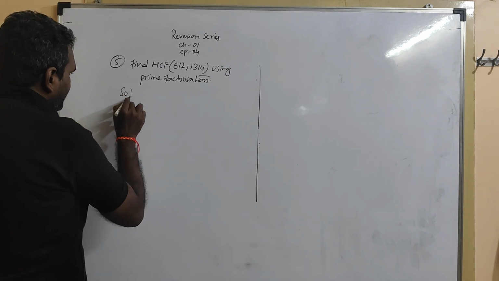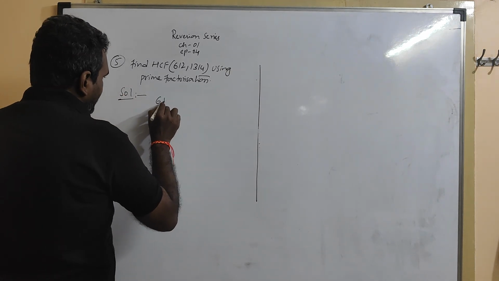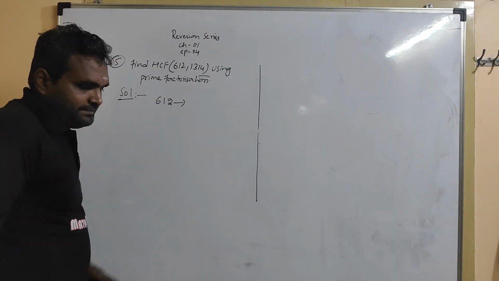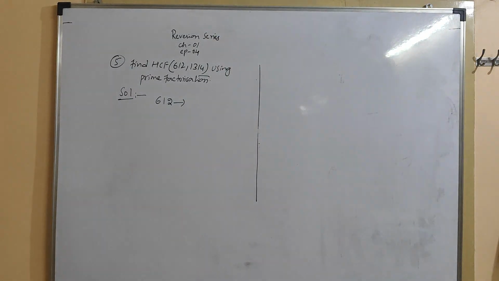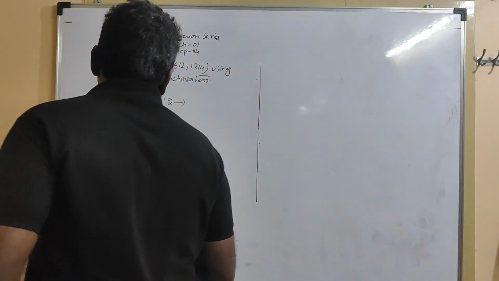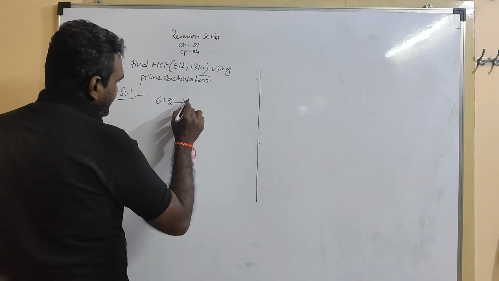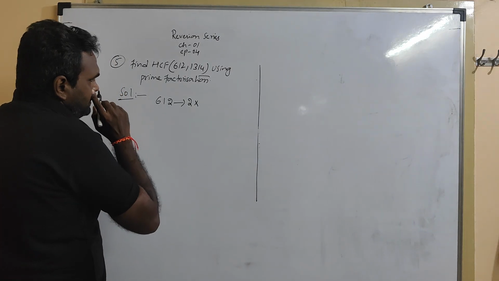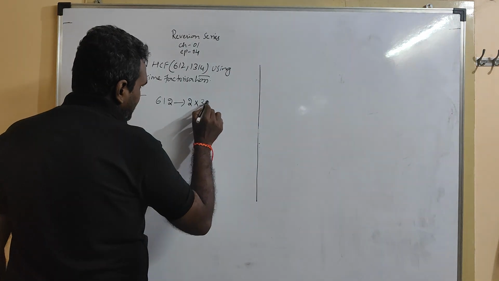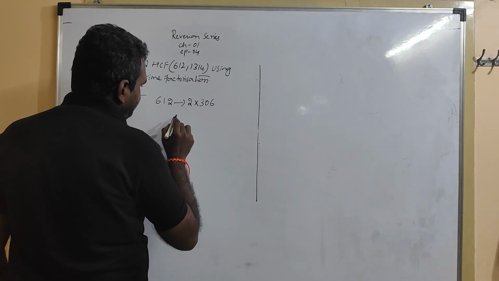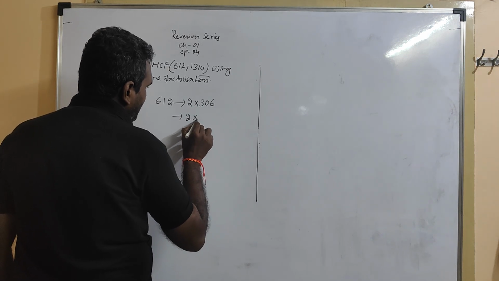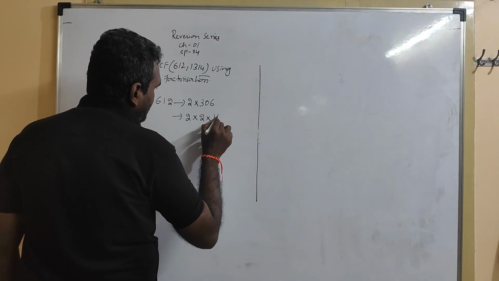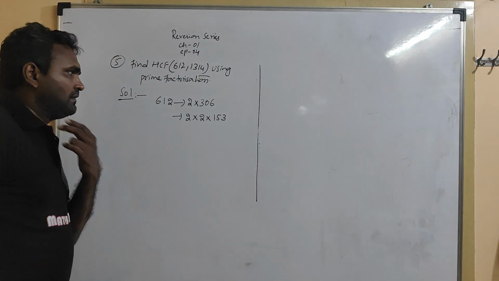See, starting with the question 612, I am writing 612. See, units place I am having even number. So that is the reason 2 will be divisible, right? So 2 table it will go. How many times it will go? 2 into 306 times it will go. Correct or not? Again see. Again 2 table it will go. How many times it will go? 153 times, right? Correct?